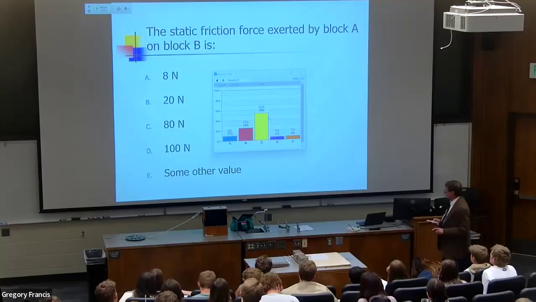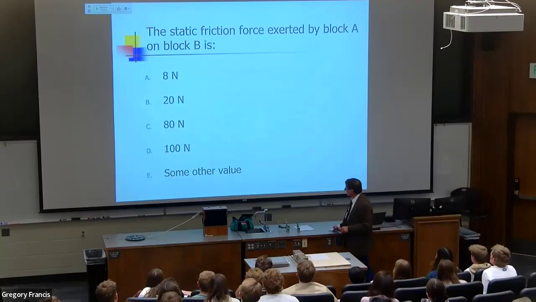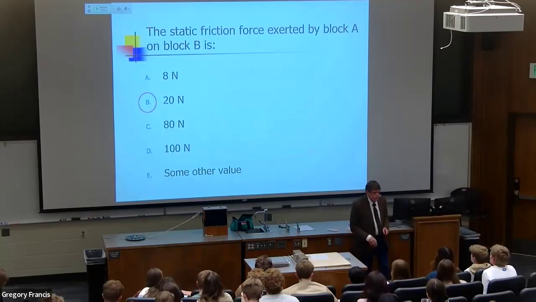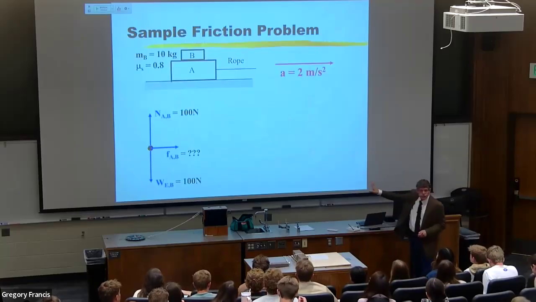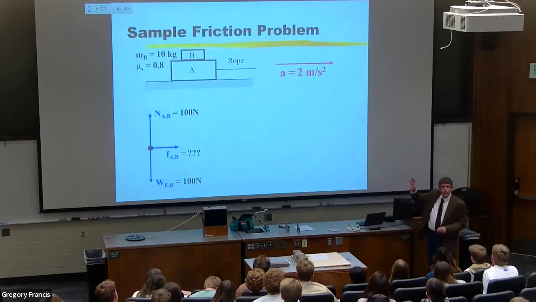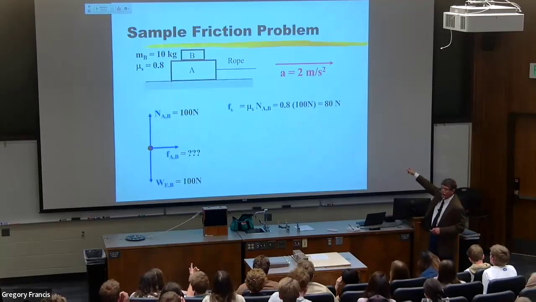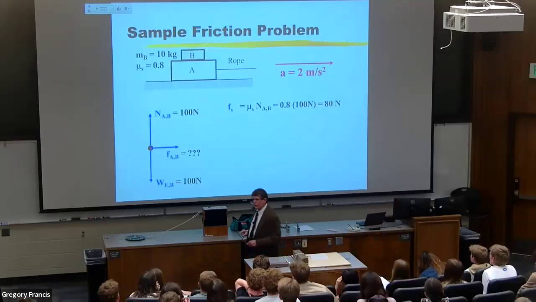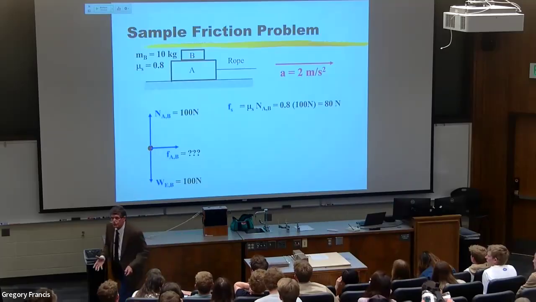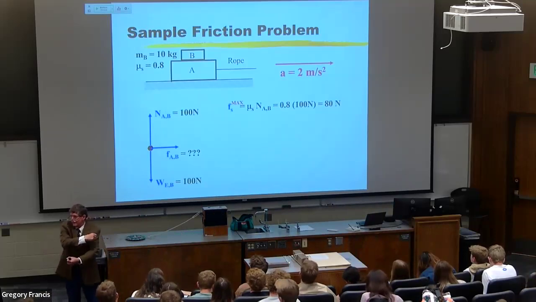Okay, the answer would be 80 if this were a democracy. It is not a democracy. The answer is 20. Here's why. Those of you that said 80, what were you thinking? You were thinking mu sub s times the normal force, 0.8 times 100 is 80. But that formula is not a formula for static friction. That is a formula for the maximum static friction, the point at which B is going to slip off the back of A.